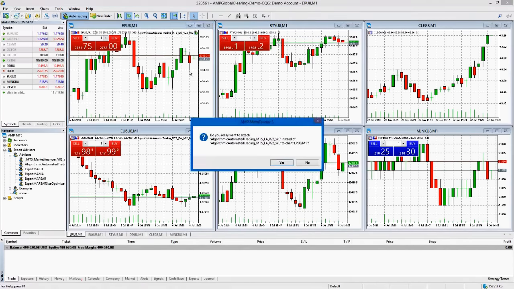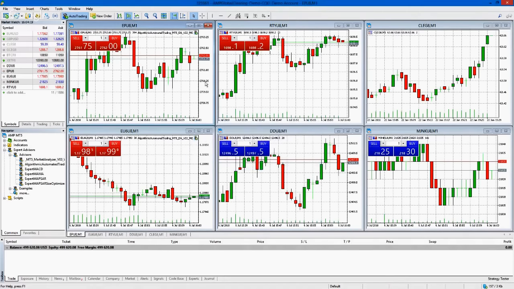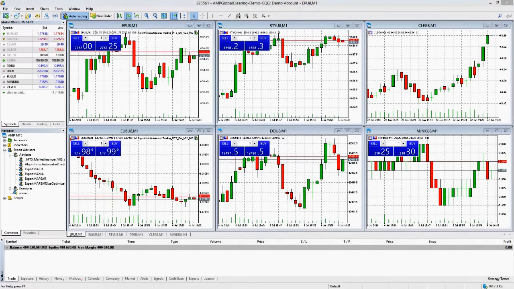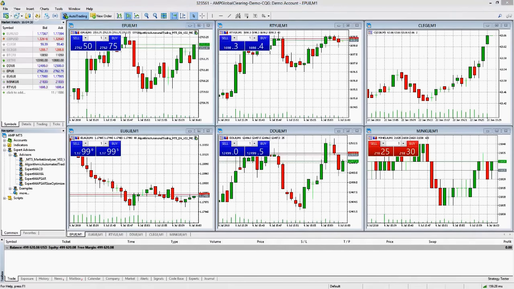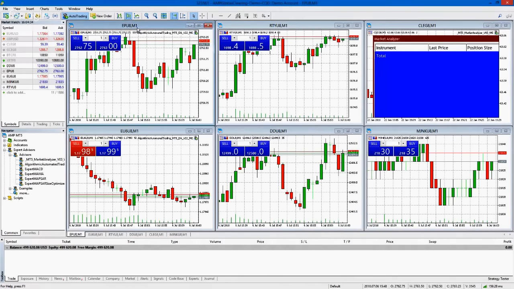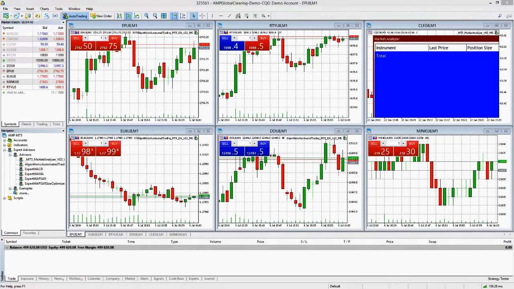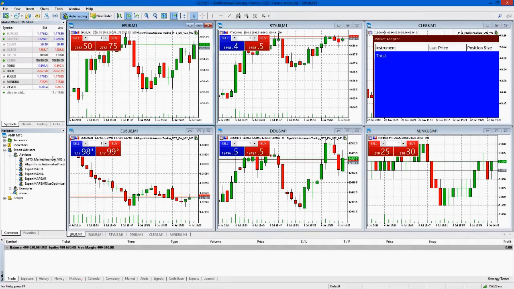So what I like about it, we did this. You can put a market analyzer as well on it. Very simple, very straightforward. You can put your market analyzer on any chart, and then you can activate your auto trade.